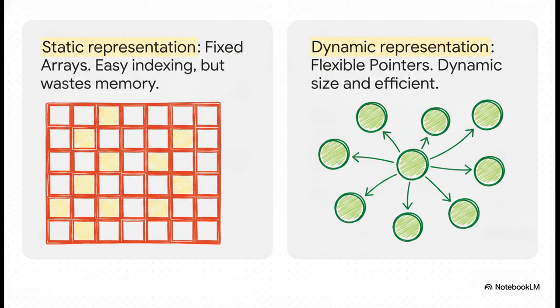It's super easy to implement and index, but here's the catch. Because arrays are a fixed size, if your tree is missing branches, you end up wasting a ton of precious memory on empty space. Dynamic representation, on the other hand, uses flexible pointers. Think of these as literally little directional signs in the computer's memory saying, hey, go over here for the left child. This dynamically allocates memory only when a node is actually created. It's incredibly efficient and flexible, which is exactly why pointer-based dynamic representation is absolutely the preferred method in modern programming.